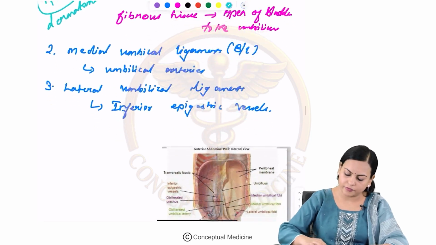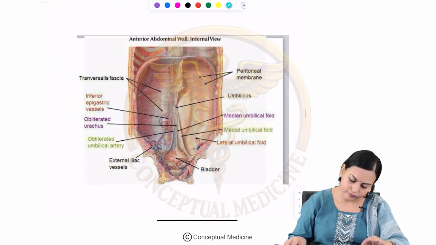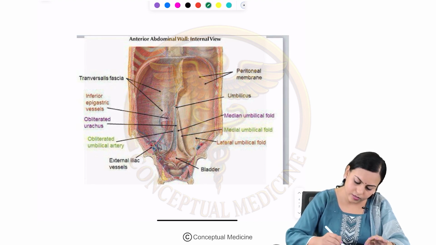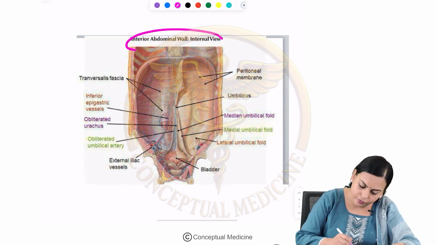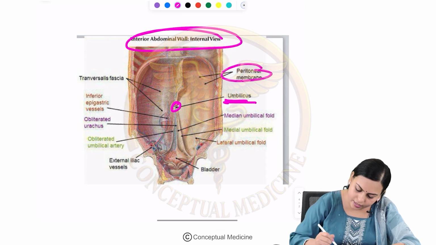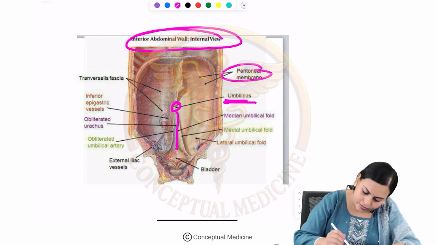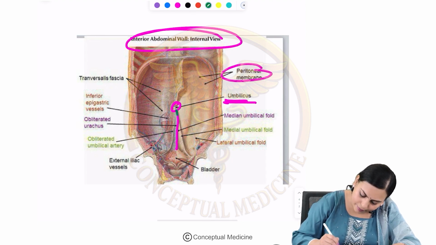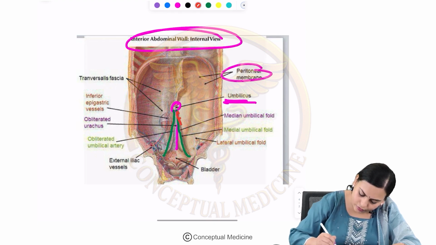Okay, we'll see this picture for better explanation. So you have the anterior abdominal wall internal view over here. So you have the peritoneal membrane. This is where you have the umbilicus. You have the median umbilical fold, the center pink one that I am drawing. And then comes the medial umbilical fold like this on both the sides. Then comes the lateral umbilical fold. Okay, so these are the lateral umbilical folds.